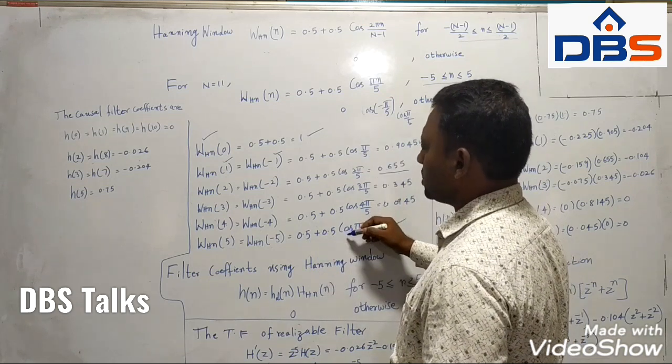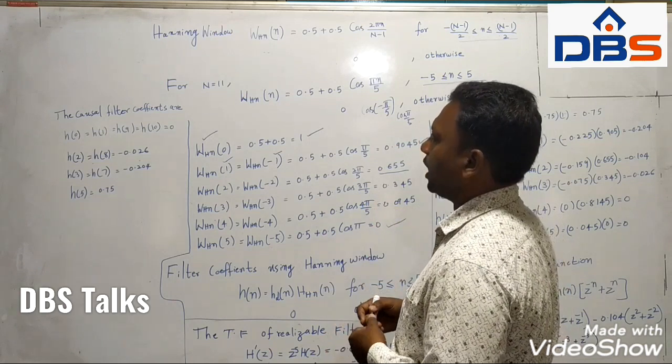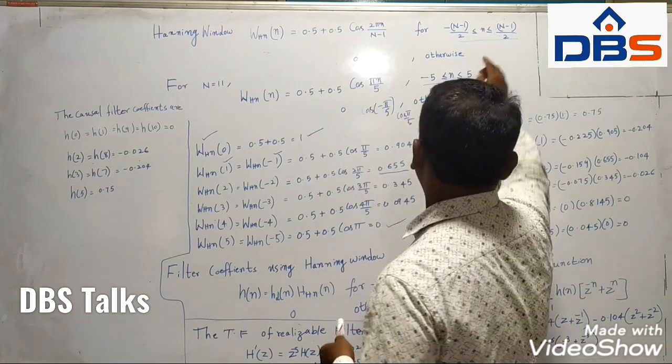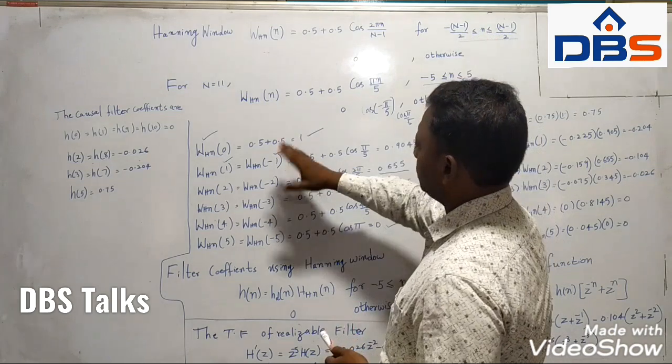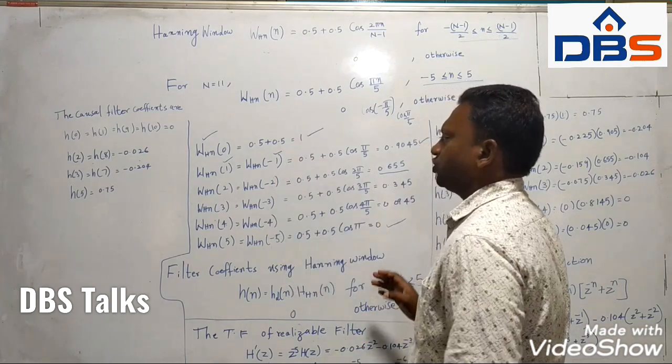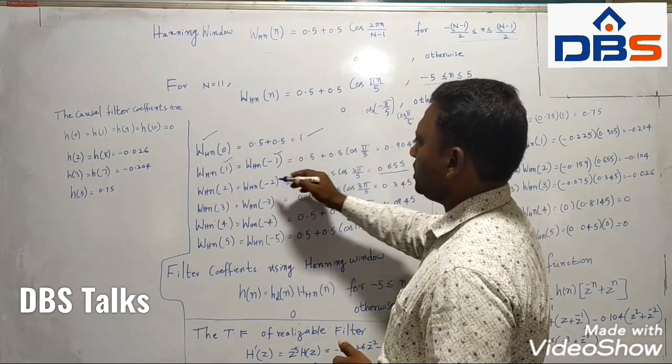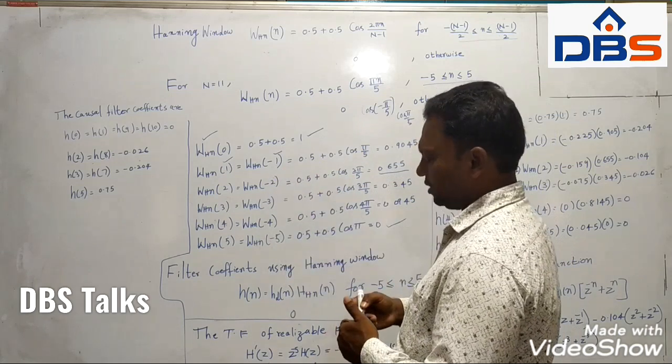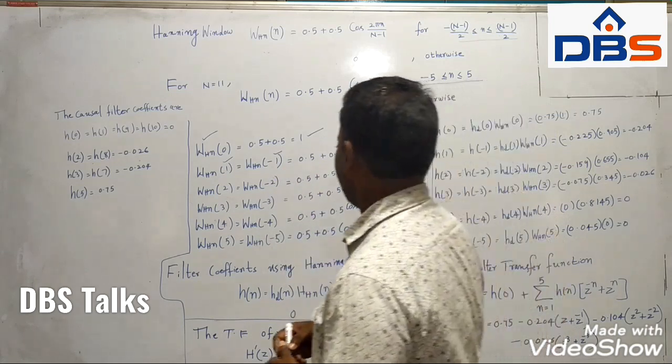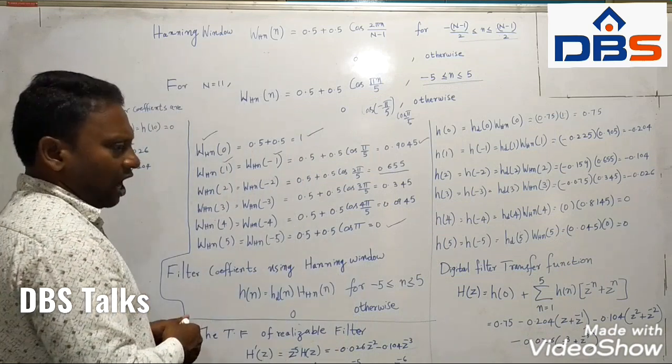Like this you have to find out the Hanning window coefficients for the given range, minus 5 to plus 5. Because both sides are symmetrical, we take this. So 0 we calculate separately. After that, every sample is symmetric. That is why we calculate all these Hanning window coefficients.